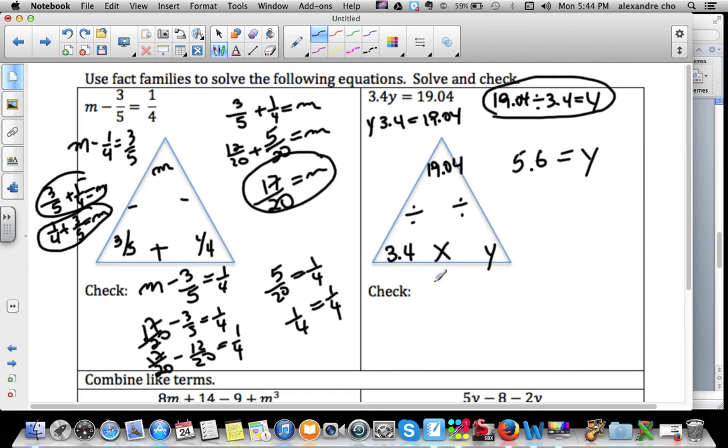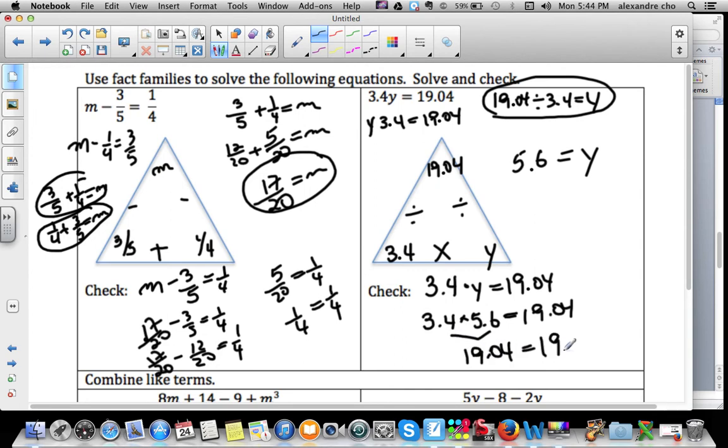Okay, you need to do your check. So in your check, your original equation said 3.4, the decimal, times y equals 19.04. Let's see if that's true. So you're going to multiply 3.4 times 5.6 to see if that's 19.04. Take a couple of seconds, multiply these two out, see if it's 19.04. And if it is, it does match the value on the other side.